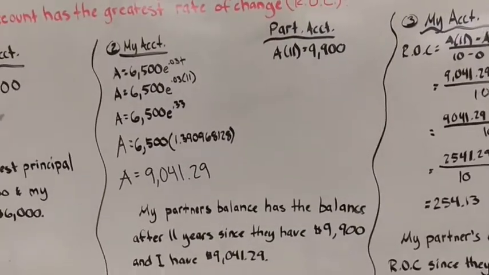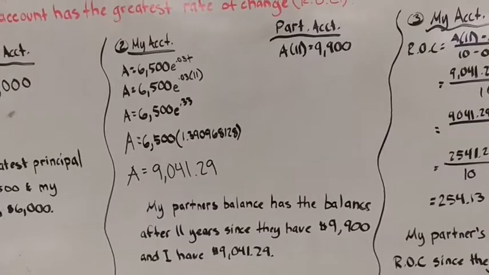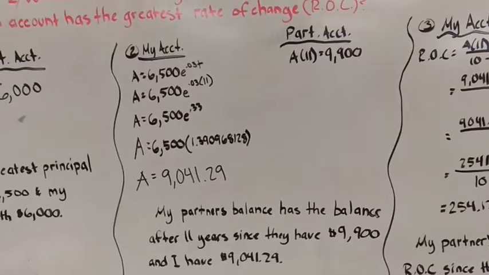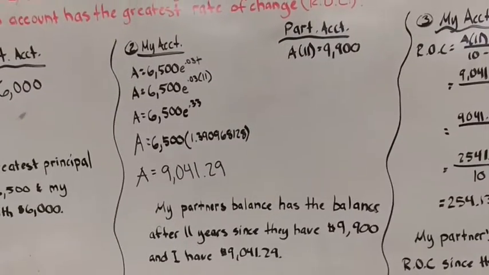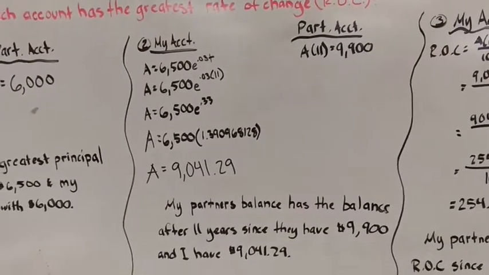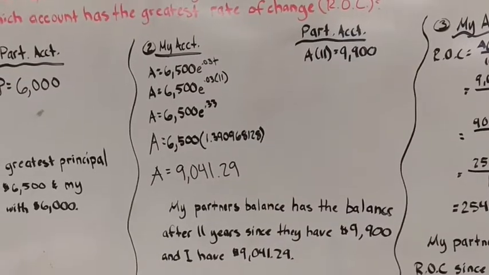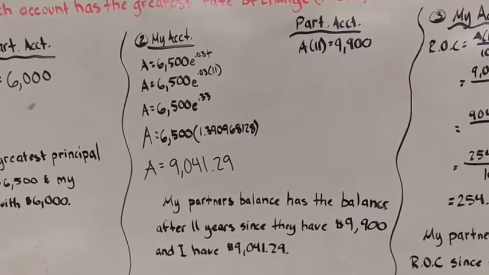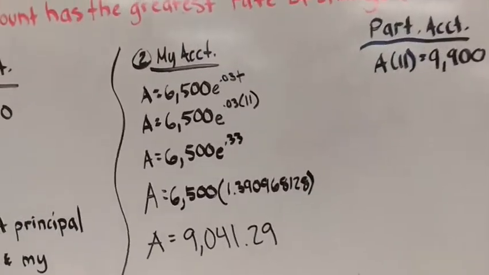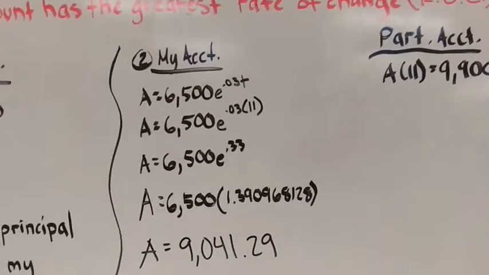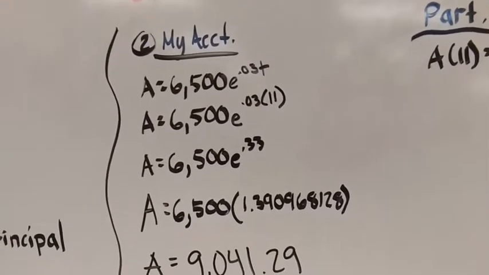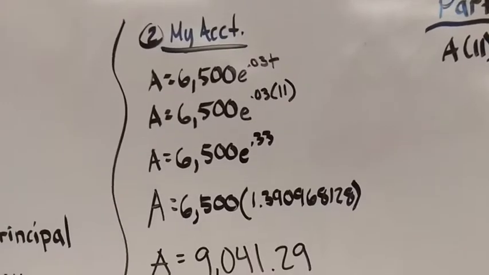The second question that's asked is, which account has a greater balance after 11 years? This is where it gets a little tricky and you might get a little lost, so pay close attention. So this goes back to our balance. The balance is A equals 6,500 E to the power of 0.03 times T. The T represents time. The time in our scenario is 11 years, so our T will be 11. It's going to become A equals 6,500 E to the power of 0.03 times 11. Multiply 0.03 and 11 and you'll get 0.33. Now it's going to read A equals 6,500 E to the power of 0.33.